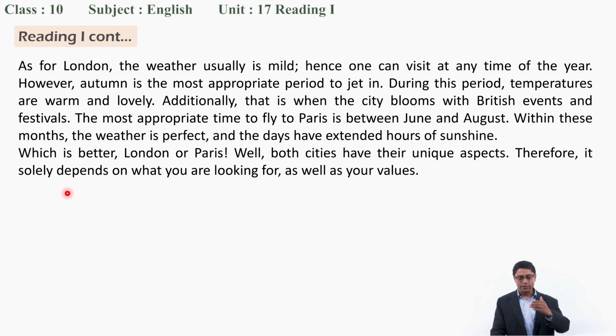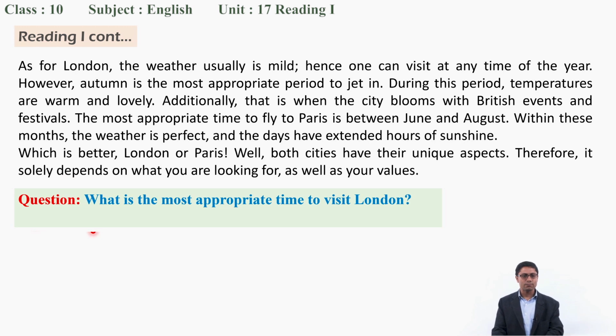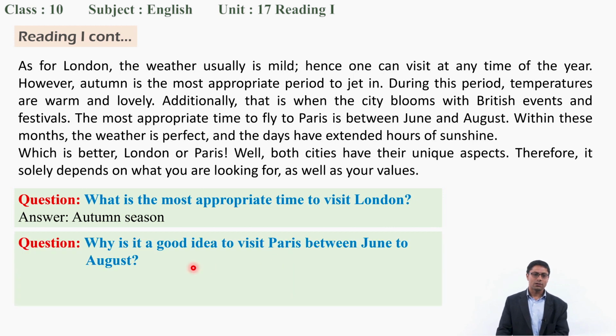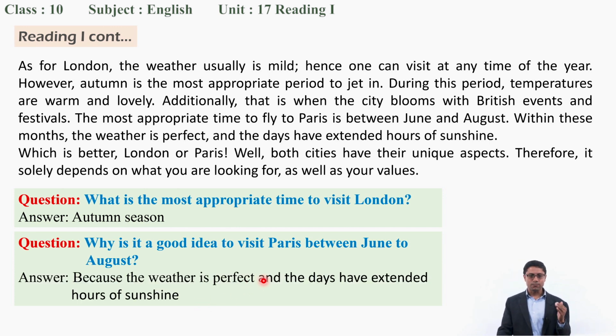Okay. So in this way, we got a lot of information about Paris and London. Now, I have a last question for you. What is the most appropriate time to visit London? We have already discussed. What's the answer? Okay, very good. It's autumn season. Now the next question. Why is it a good idea to visit Paris between June to August? We have already discussed. Okay, because the weather is perfect and the days have extended hours of sunshine.